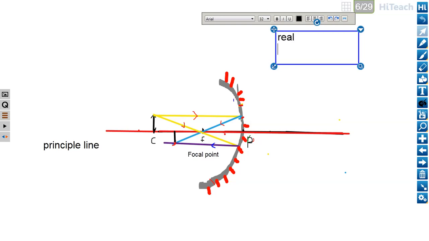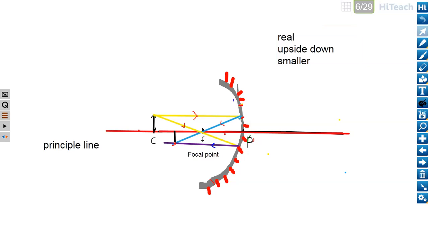The second one is upside down, it's inverted. This one is very important. The third one is that it's smaller, the size is smaller here. So these are the three properties: real image, upside down, and smaller than the object.